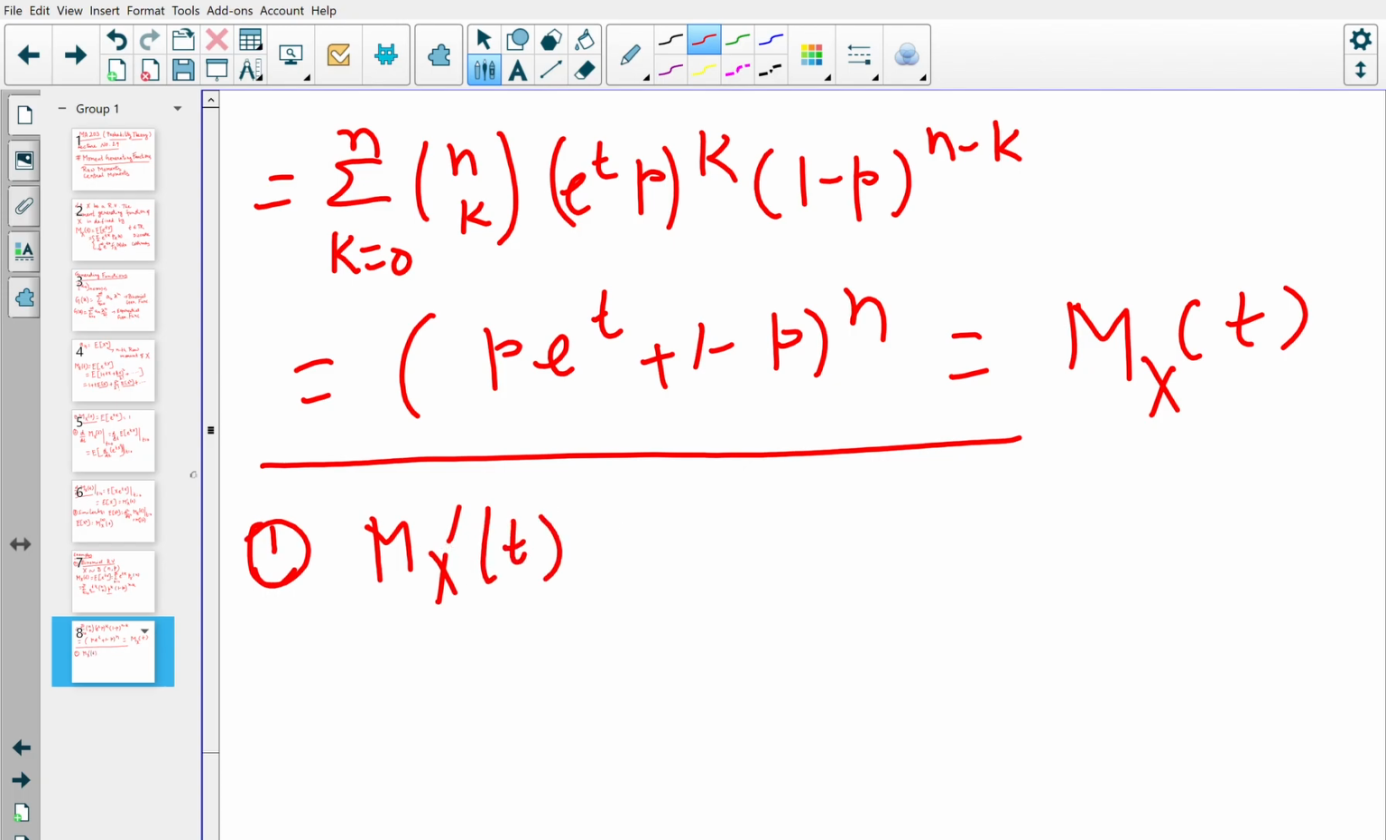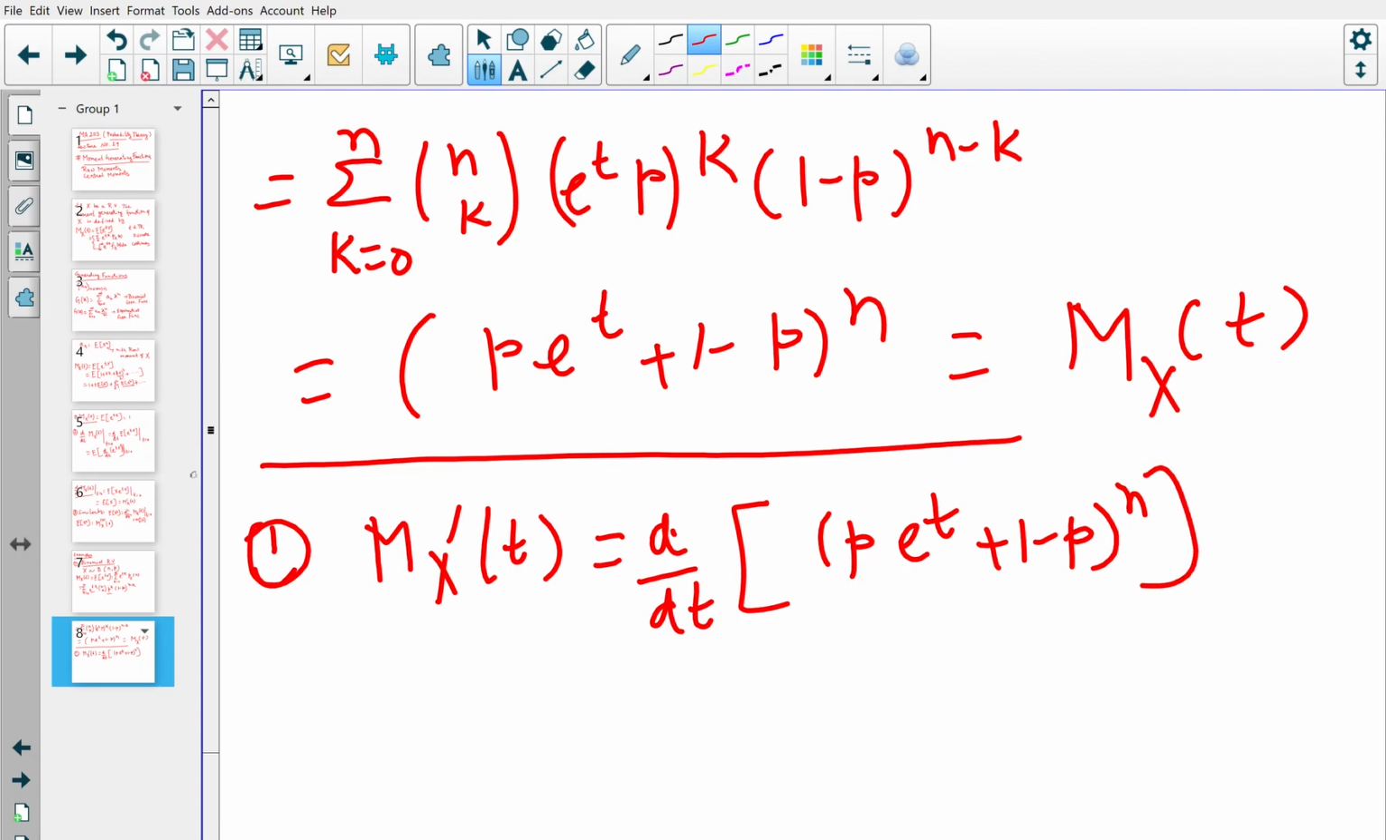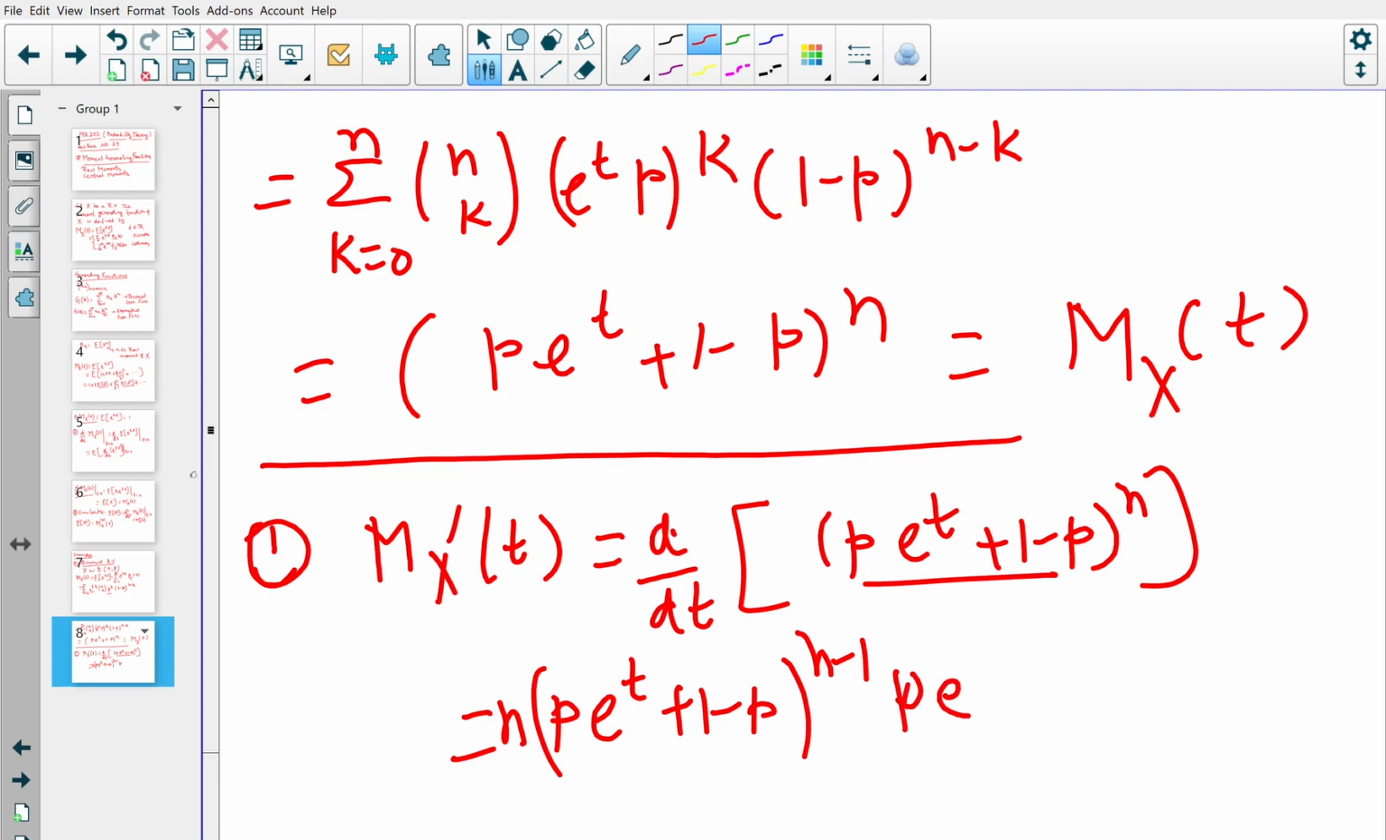Okay, so if you take the derivative d/dt of this thing, (p e power t plus 1 minus p) to the power n, right? So now if you take the derivative, you'll have p times e power t plus 1 minus p to the power n minus 1, and the derivative of this thing, obviously n will come first, n into this, and then derivative of the inner thing, so this is nothing but p into e power t. Okay, so 1 minus p is constant.